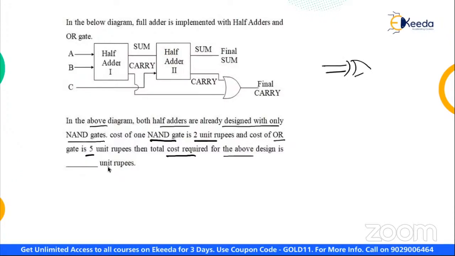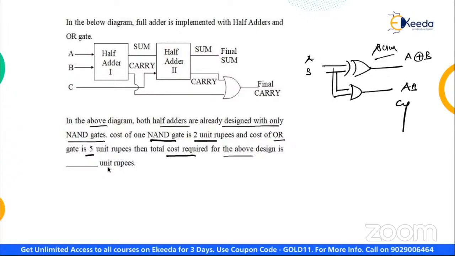See, guys, this is basically the original half adder. You know, A, B inputs, where A XOR B is nothing but the sum. And taking A and B with a product, that is AB, this is what we call carry. Now, if I want to implement it by using only NAND gates, first of all, you worry about this XOR gate.